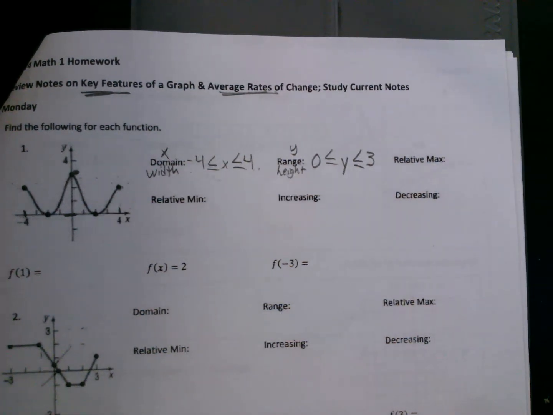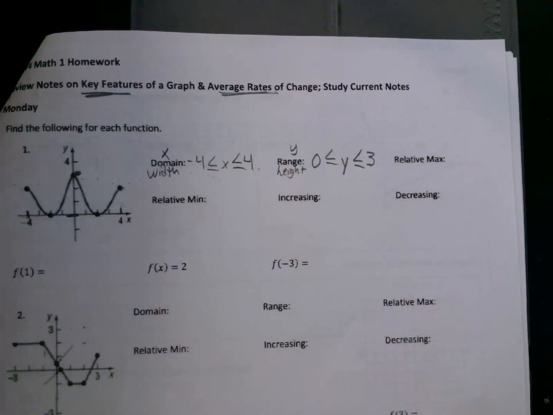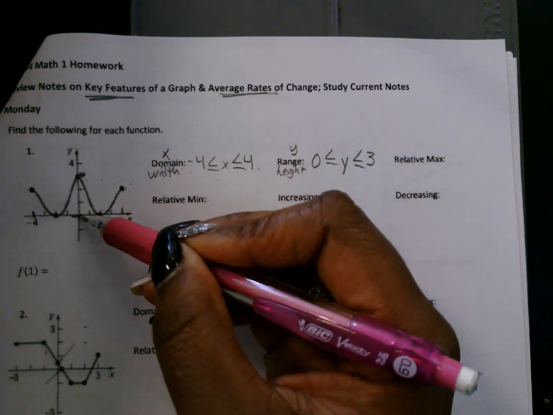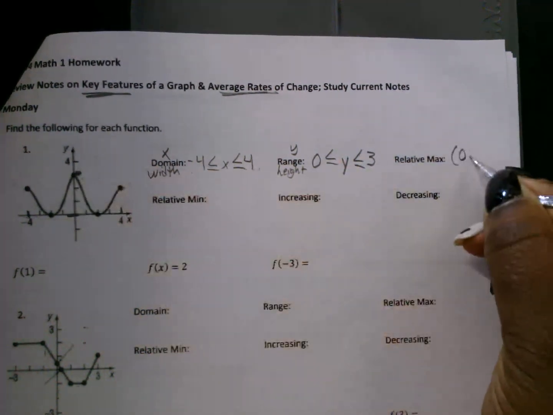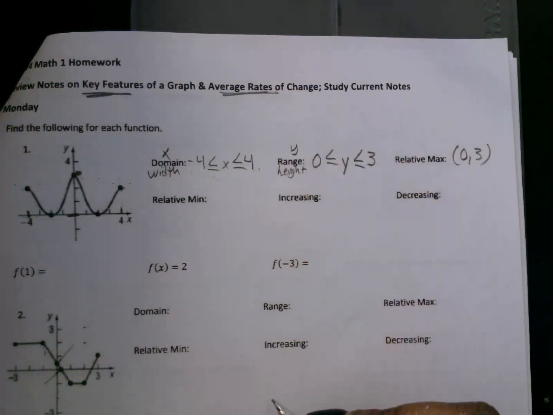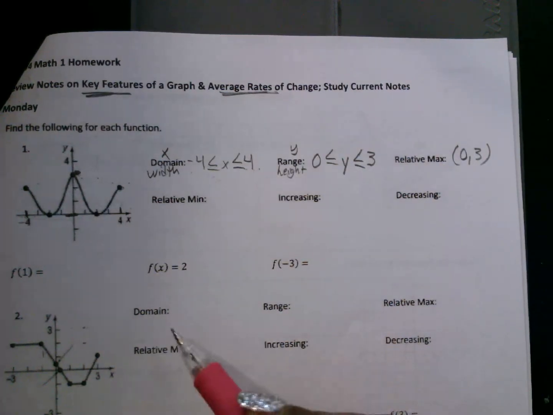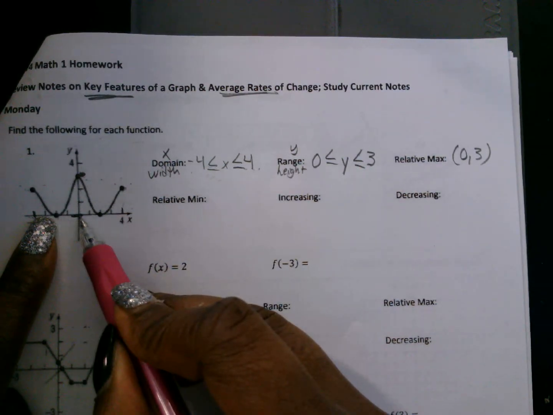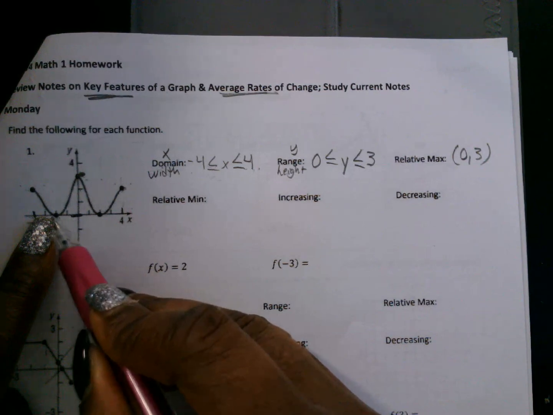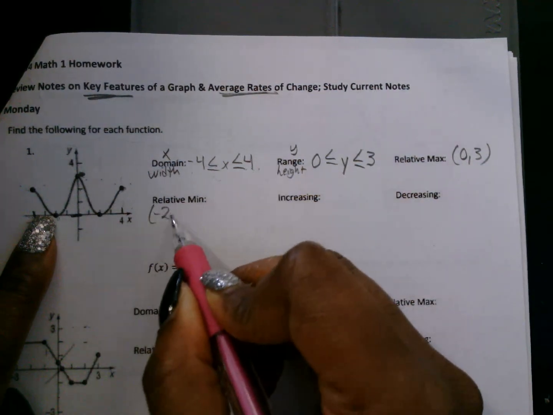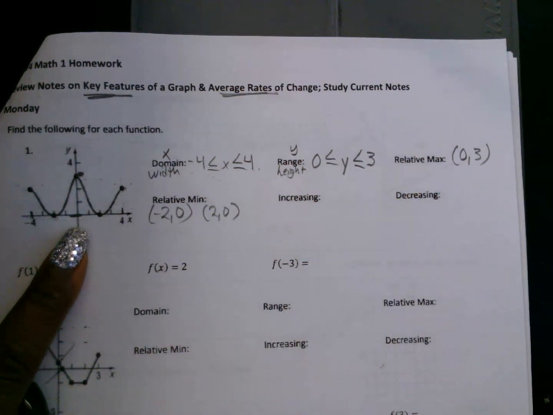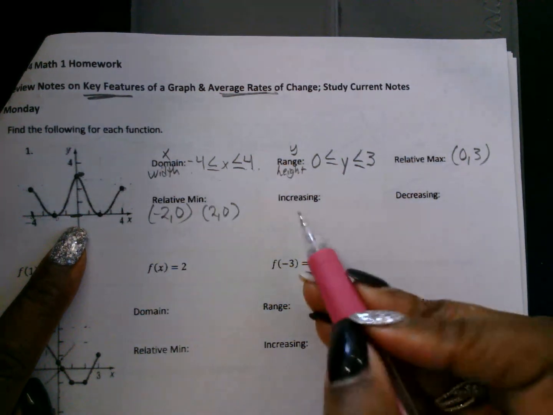So now we're going to look at what's relative max. The highest point is going to be at (0, 3). And the lowest point, we got really two lowest points here. The lowest points are going to be (-2, 0) and (+2, 0). They don't really ask those questions that often. They really don't.